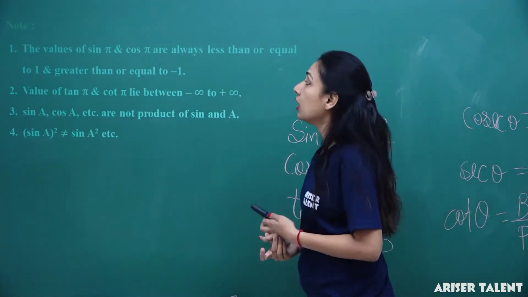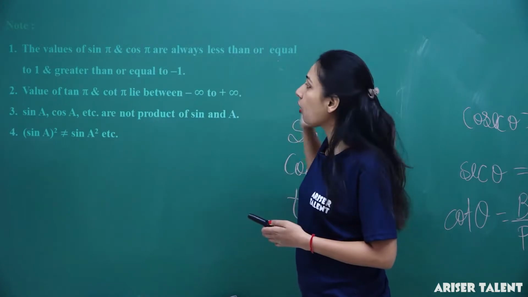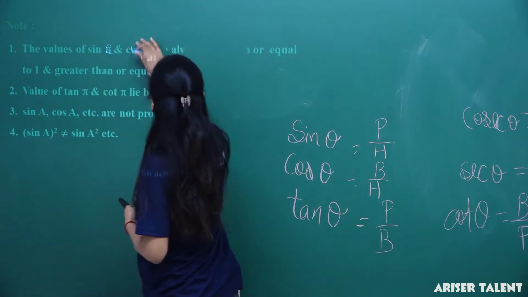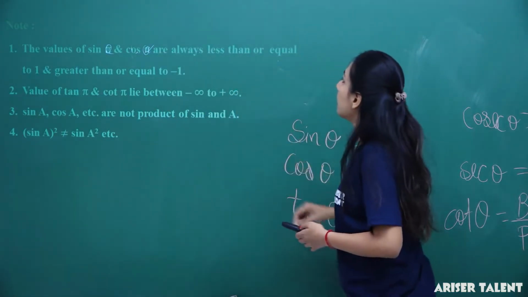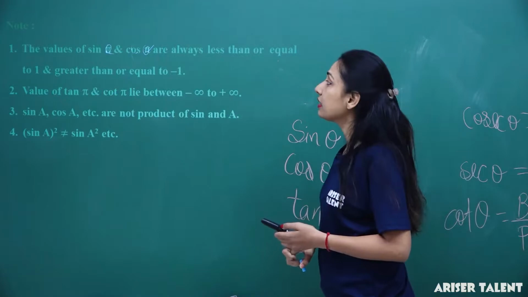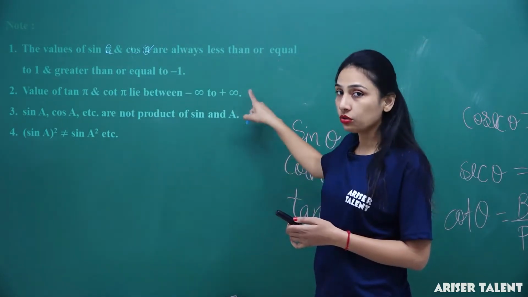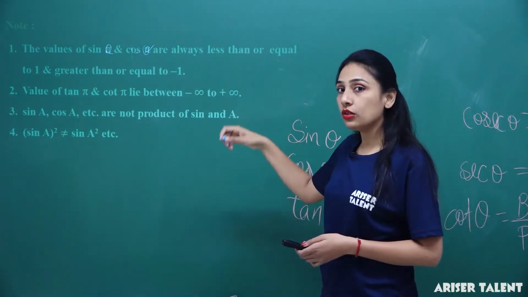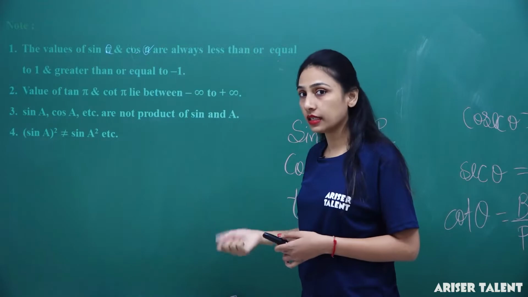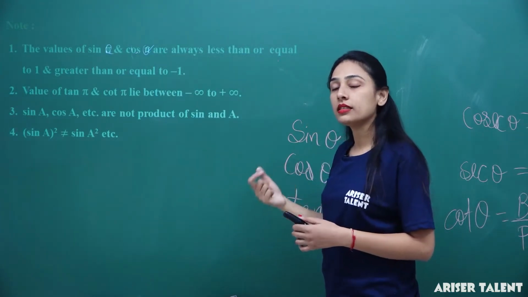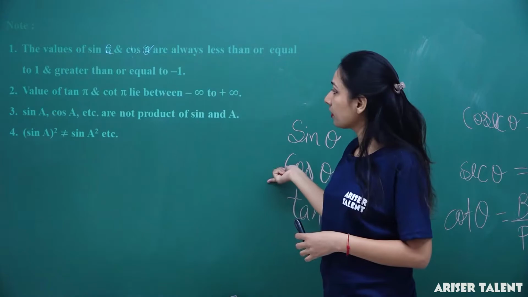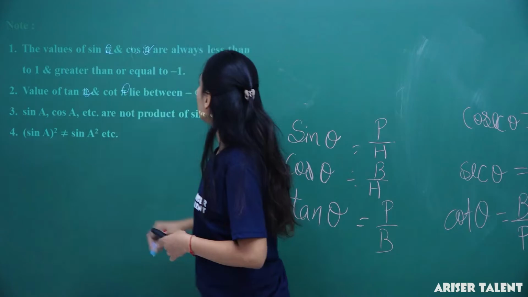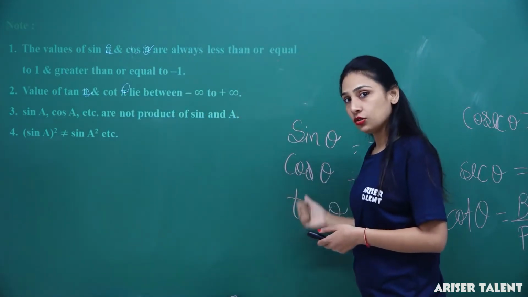Moving towards the notes, we have these small conclusions. The values of sin theta and cos theta are always less than or equal to 1 and greater than or equal to -1. How did we conclude that? We are going to have a particular table of the values of sin theta, cos theta and tan theta, and also cot, sec and cosec theta. The value of tan theta and cot theta lie between -infinity and infinity.